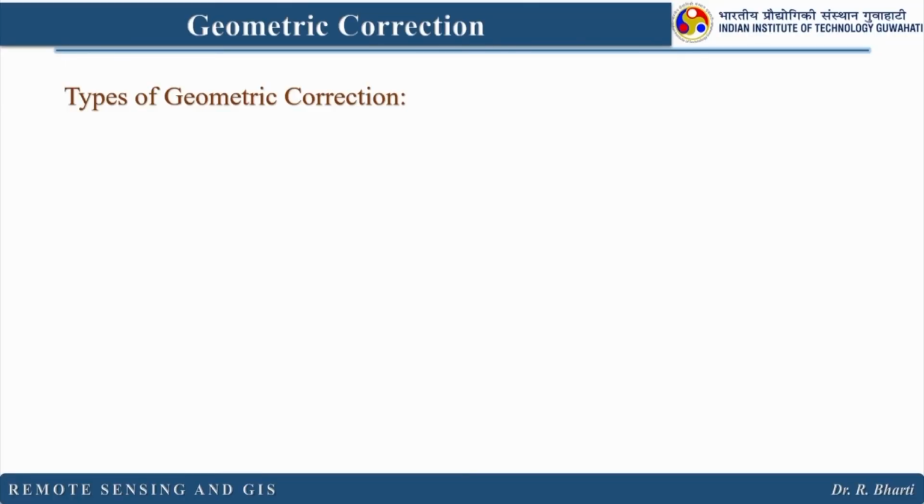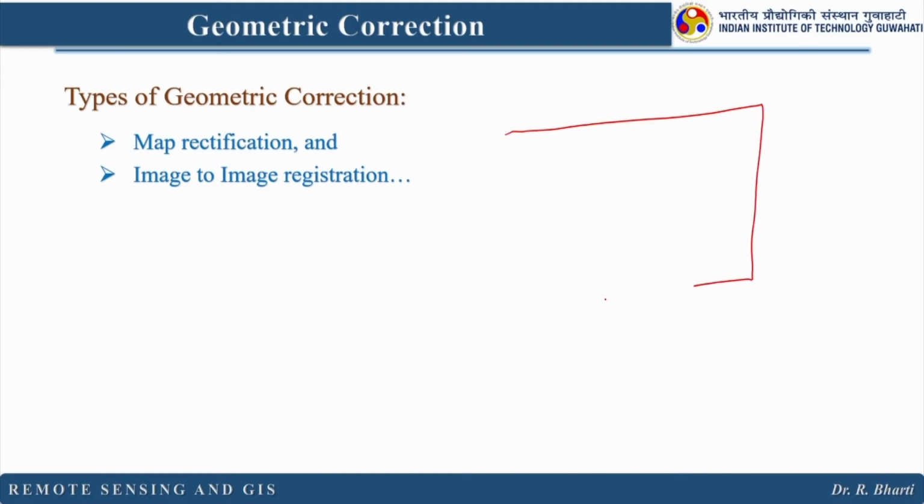Now we will see types of geometric correction. The first one is map rectification. When you have generated a map with pen and pencil, and then you have measured the corner latitude longitude values, and this is the case when you have a toposheet, you have to scan this and bring it into digital format. Then using these locations you can convert this whole image into a geometrically corrected toposheet.